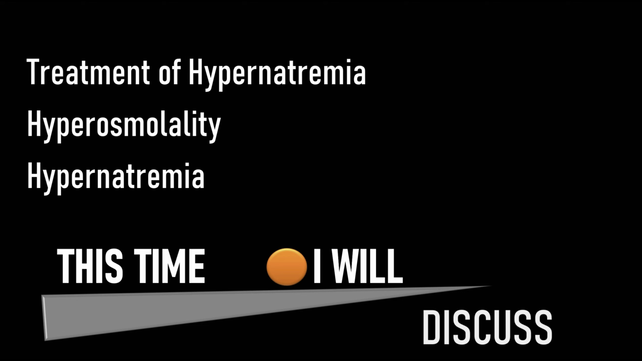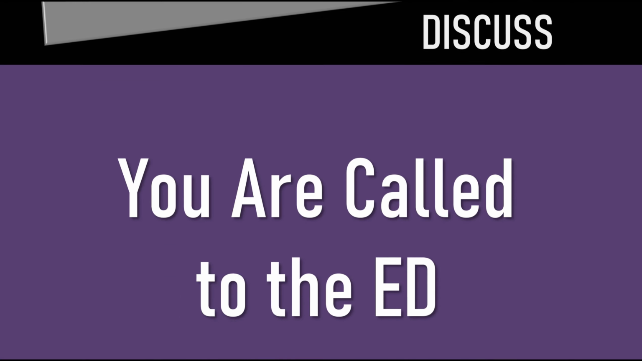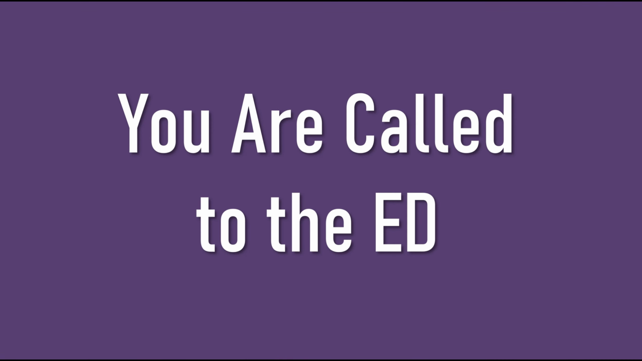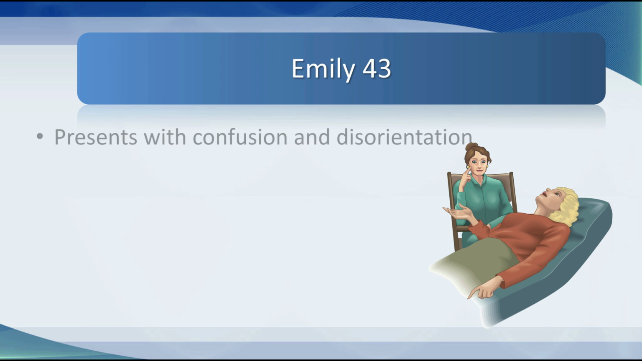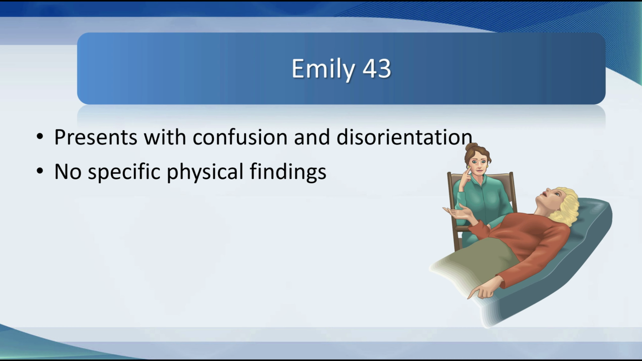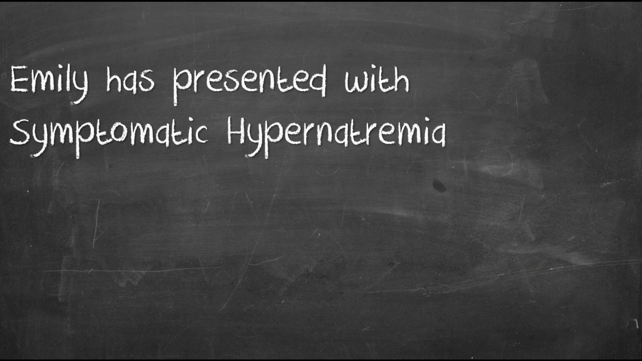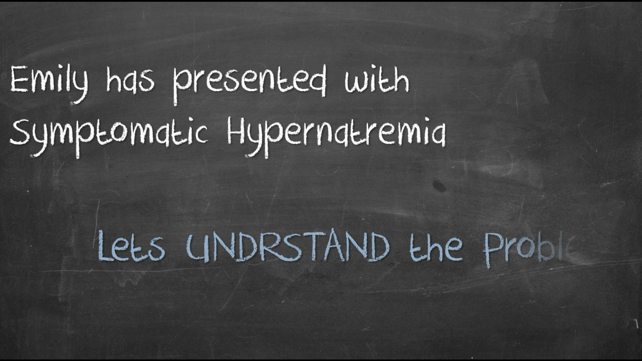Let's start with a clinical scenario. You're called to the emergency room to see Emily, who is 43. She presents with confusion and disorientation, but no specific physical findings. So you do some labs, and on her labs, her plasma sodium is 159 millimoles or milliequivalents per liter. So Emily has presented with symptomatic hypernatremia. So let's understand the problem.